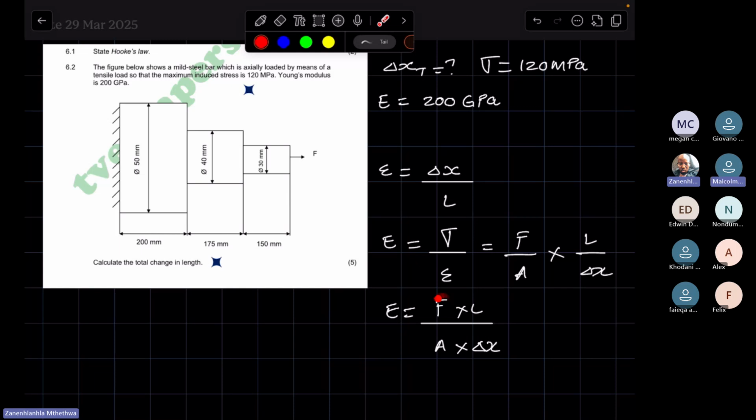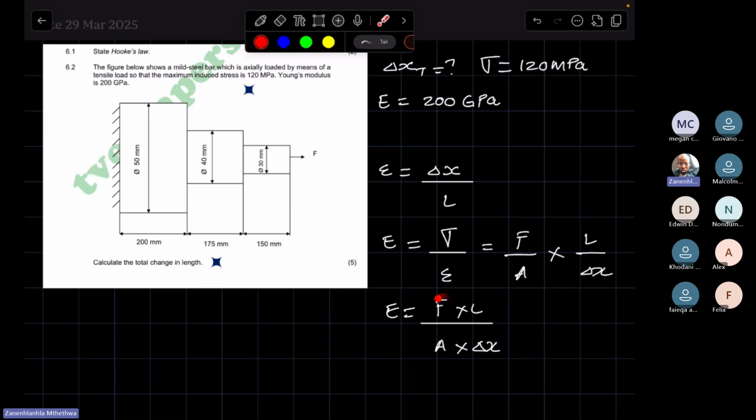Are we going to calculate the area for each section separately? Yeah, because in the first section we have 50 diameter, in the second section we have 40, then 30. Oh, I see your question. Right. We are only going to calculate the force using one section.